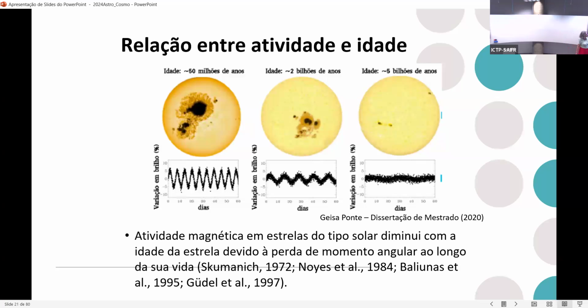So what you see here is the light curve, that is the brightness of the star as a function of time in days. And you can see that a young star, 50 million years, will have very large spots, and will have an amplitude of modulation much larger than a 5 billion year old star like the sun. And here's an intermediate one, at 2 billion years. So that's what we expect to see.